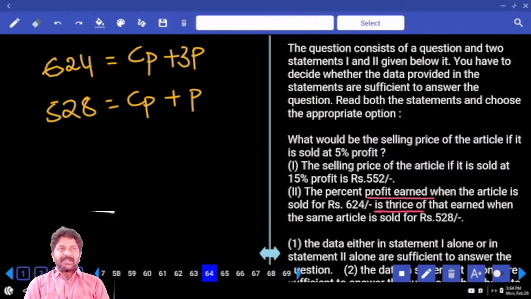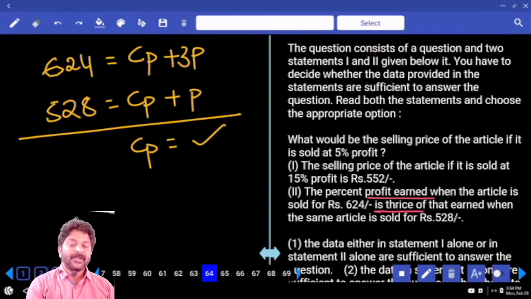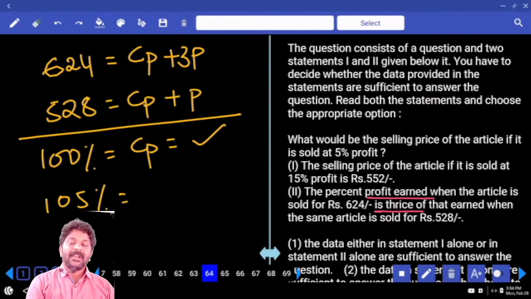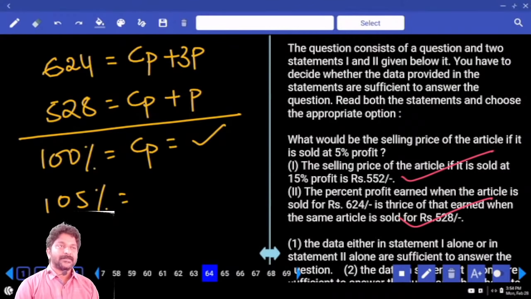How many equations are there? How many variables are there? If you solve this, can we calculate how much the cost price is here? Cost price in the sense 100% only. But now we are expecting 105%. When you know the 100% value, can't we calculate 105%? So is 2 alone sufficient? Yes. Is 1 alone sufficient? Yes. Either 1 alone or 2 alone.